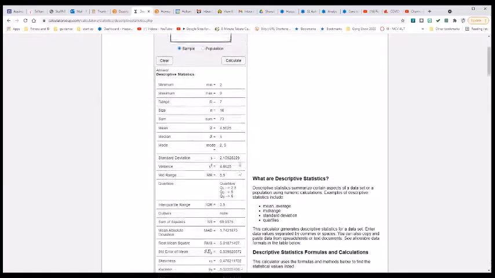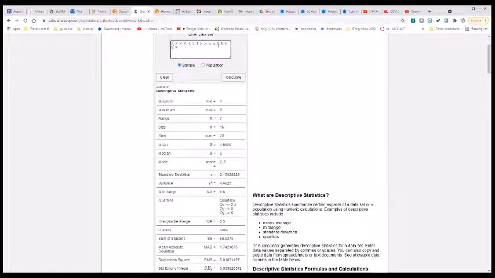So we now know, and it puts all the numbers in order for us too, which is very handy. The minimum value is 2, the maximum is 9, the range is 7, because 9 minus 2 is 7. There are 16 pieces of information there. The sum is 7.3. The mean is 4.5625.